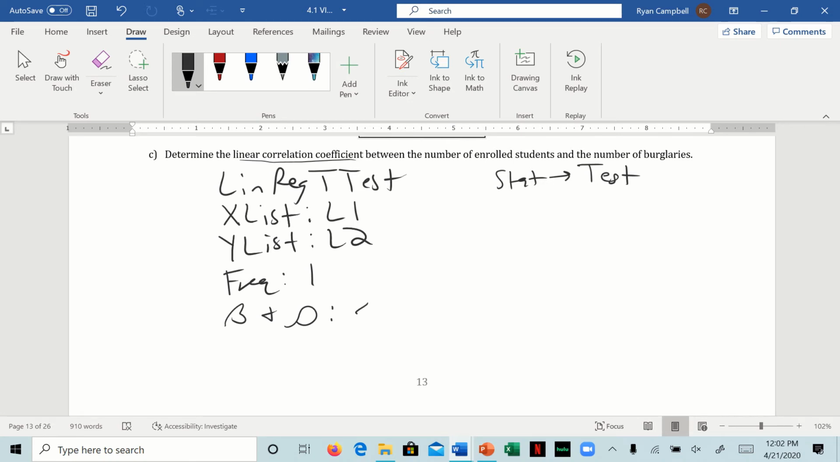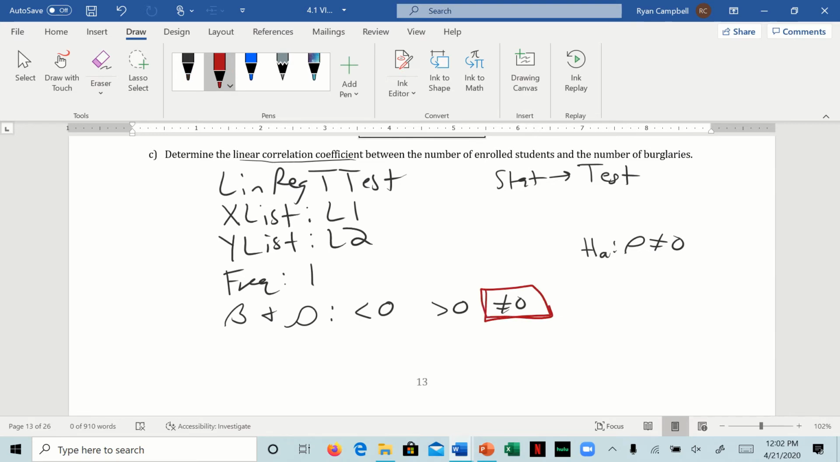So you can see that it can be less than 0, greater than 0, or not equal to 0, right? Which one are we going to choose? So hopefully you remember that we always said HA is that rho does not equal 0. So it always has to be does not equal 0. Always. But here's the problem. The second that you do t-test and you change it to greater than mu naught, it changes this to greater than 0.